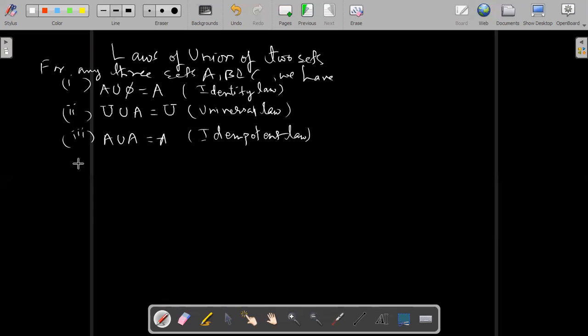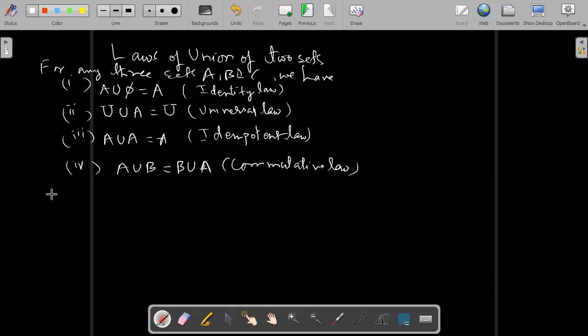And the fourth is either you find A union B or B union A. First you take A union B, or you can take B union A. So this is commutative law because we are changing A plus B equal to C plus A. This is called commutative law.